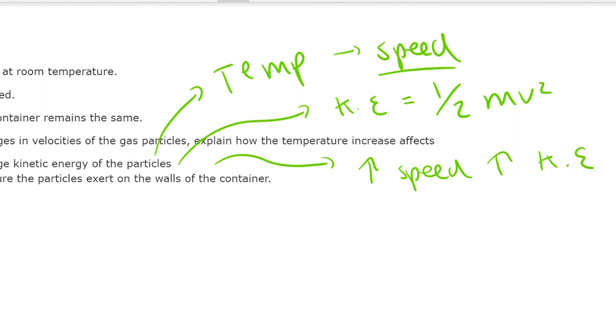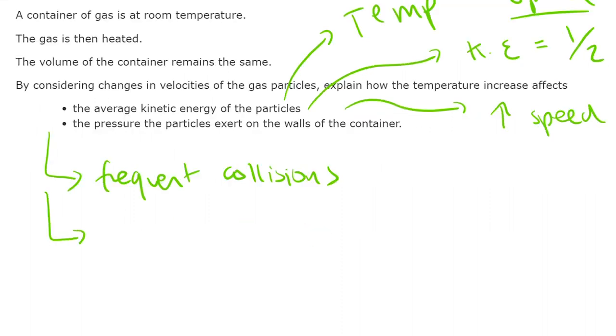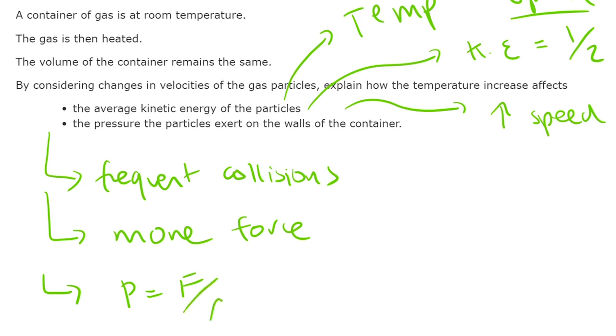Now it's time to look at the next bullet point, which was the pressure that the particles exert on the walls of the container. Now the higher kinetic energy of the particles leads to more frequent collisions with the container walls. These more frequent collisions lead to a larger force in the container. And because pressure is force over area, this leads to a larger pressure in your container.